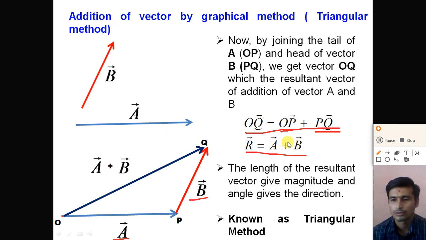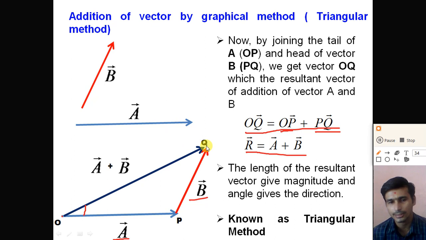To add two vectors with the help of the graphical method, draw a first vector, on the head of the first vector draw a second vector, and by joining the tail of the first vector and the head of the second vector we get the resultant vector obtained by the addition of the two vectors. The length of this resultant vector, the length of the vector OQ, gives the magnitude of the resultant vector, and the angle gives the direction of the resultant vector.